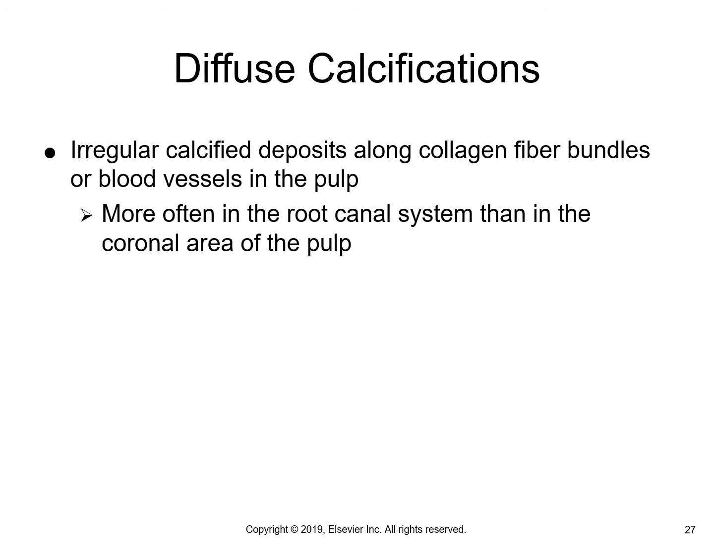Irregular calcified deposits can occur along the collagen that's found within the pulp, within those bundles, or in the blood vessels. So we can see these calcifications build up in those areas. This is more often seen in the root canal area than in the coronal area of the pulp.